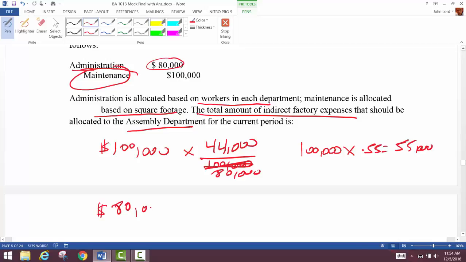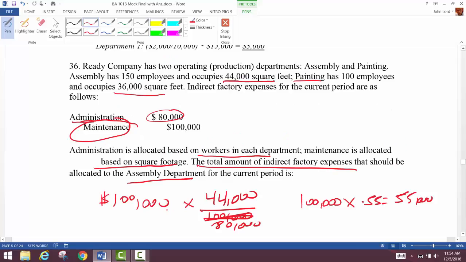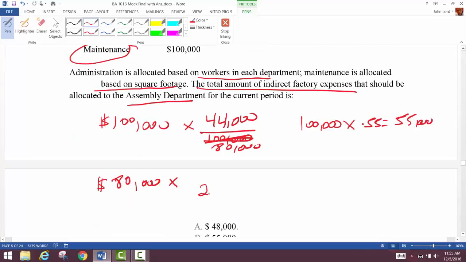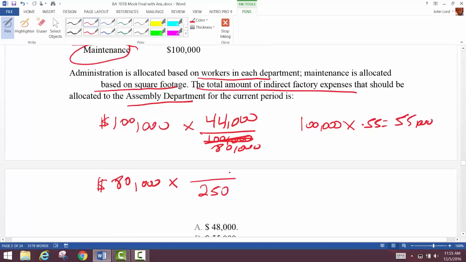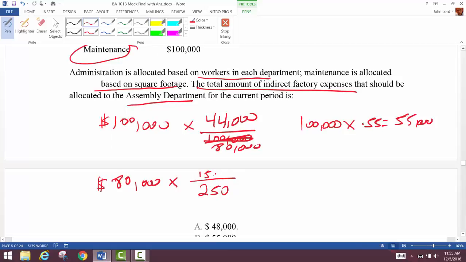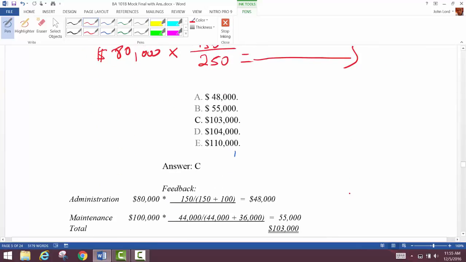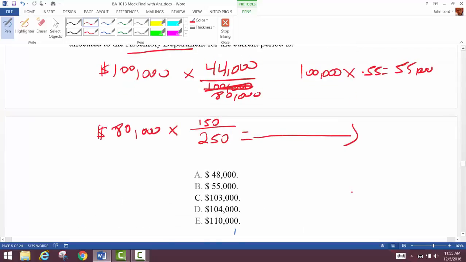That's going to be 80,000. That's based on the number of employees. And there's 150 employees in one and 100 in the other, so that's a total of 250. And how many of them are in assembly? 150. Okay, so we've got 150 in assembly. If we take the fraction here, we get 48,000. So you take the 55,000 plus the 48,000. That gives me 103,000. C is the answer.